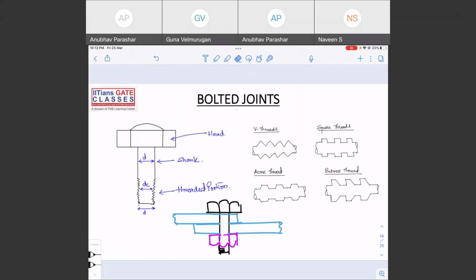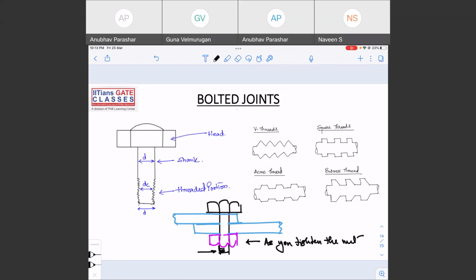Okay, the bolt will not get into torsion. What will happen as you tighten the nut? What will happen to the length of the bolt? Will the length of the bolt increase or decrease? The shank portion will remain constant. But otherwise, the length of the bolt will increase. Right? The bolt will not be under torsion.